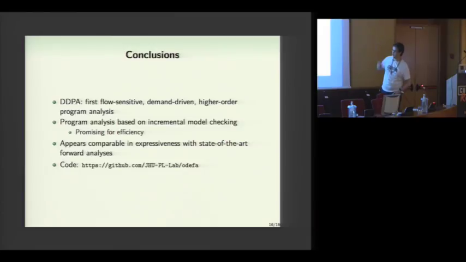Summarization. As far as we are aware, this is the first flow-sensitive, demand-driven, higher-order program analysis. The program analysis is based on this sort of incremental model checking problem, this PDS reachability problem, which we think is quite promising for efficiency. All of our initial tests are looking nice. It appears to be comparable in expressiveness with state-of-the-art forward analyses. And if you're interested, you can find the code on GitHub. Does anyone have any questions?